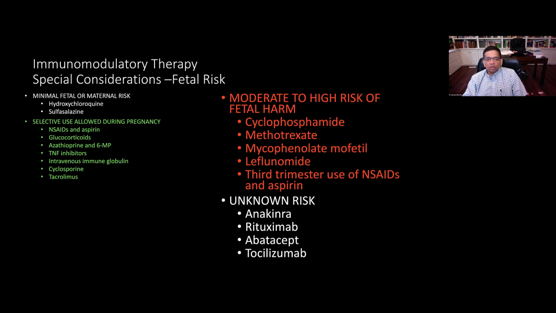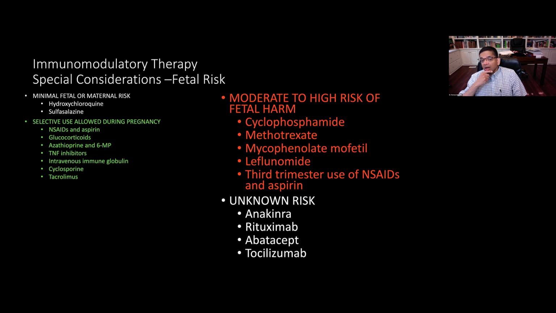There's a special fetal risk consideration for immunosuppression. There are certain drugs that are allowed during pregnancy. Glucocorticoids or corticosteroids are allowed. Azathioprine and 6-mercaptopurine are allowed during pregnancy, and TNF inhibitors are allowed. So in childbearing age, those are agents that may be more safe to consider. Cyclosporin and tacrolimus also have been used during pregnancy, and they have relatively low maternal and fetal risk. But moderate fetal risk and harm, of course, is with cyclophosphamide.